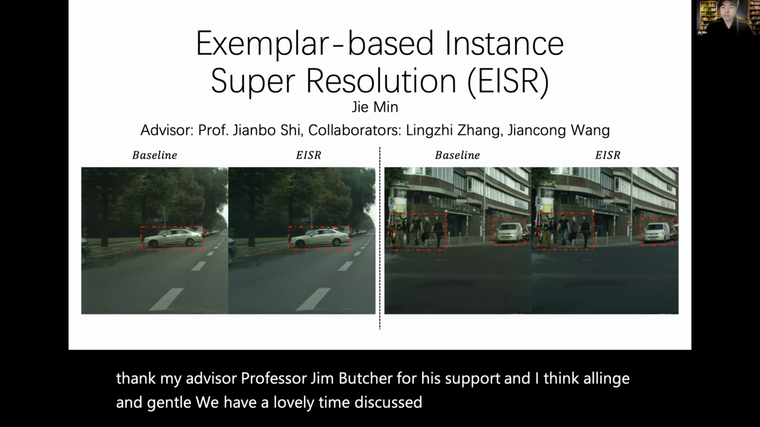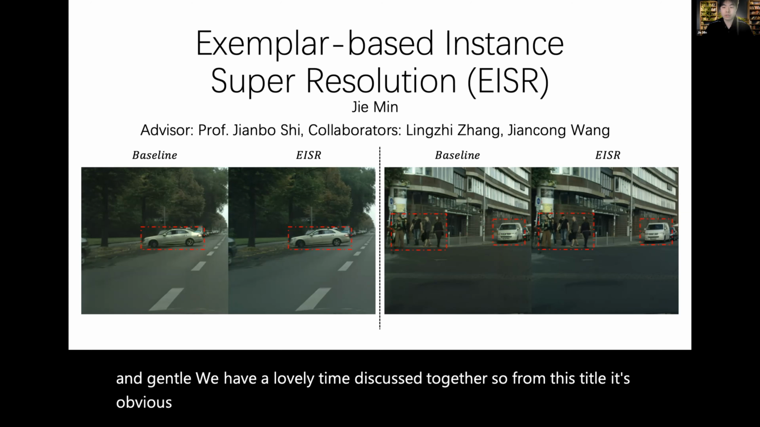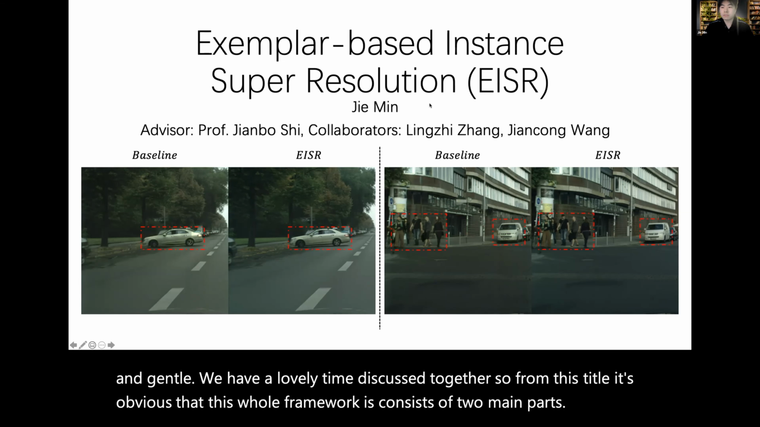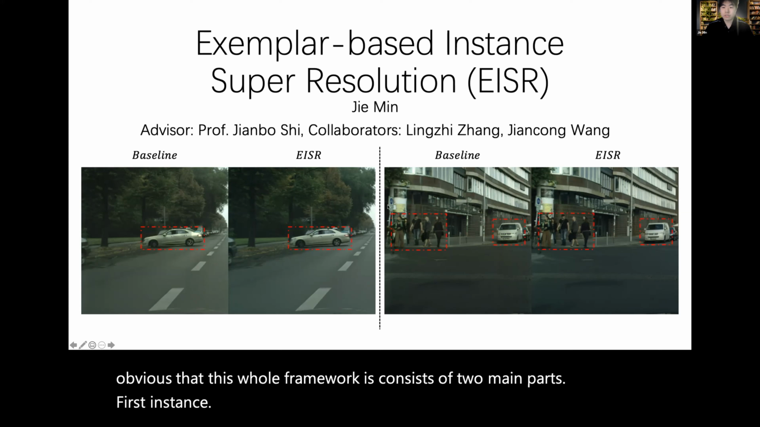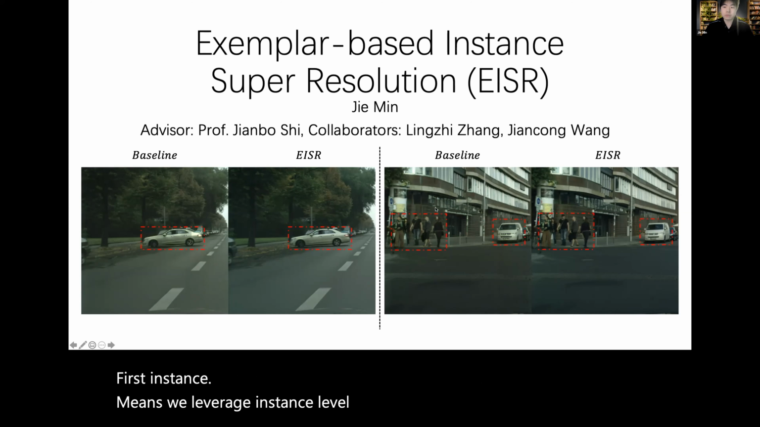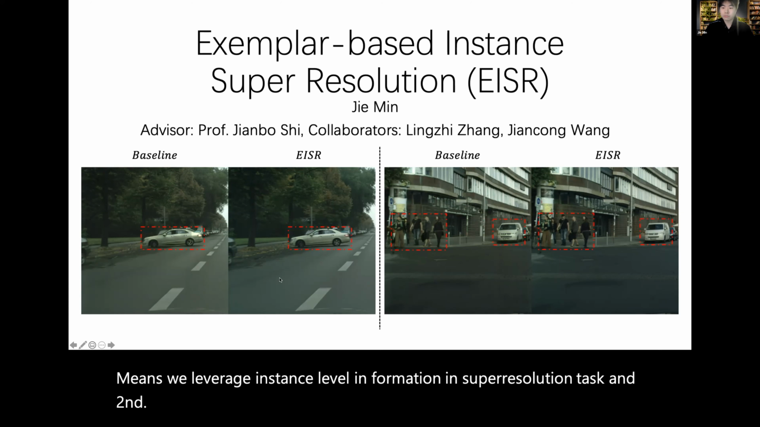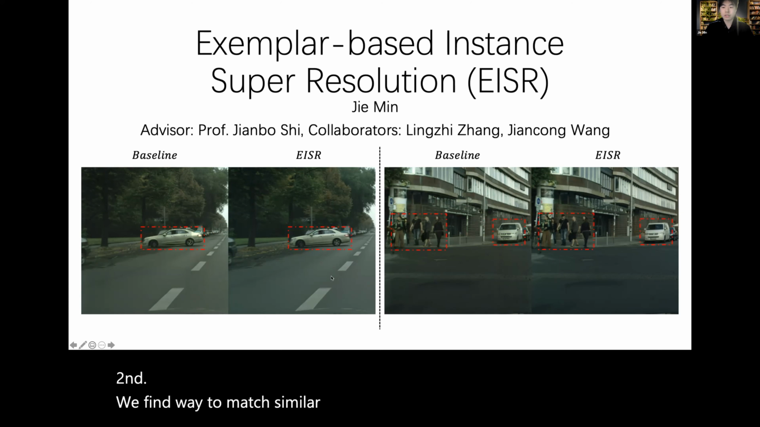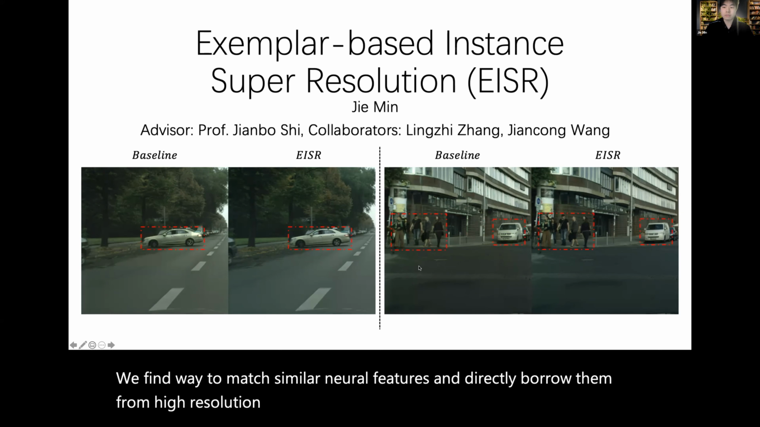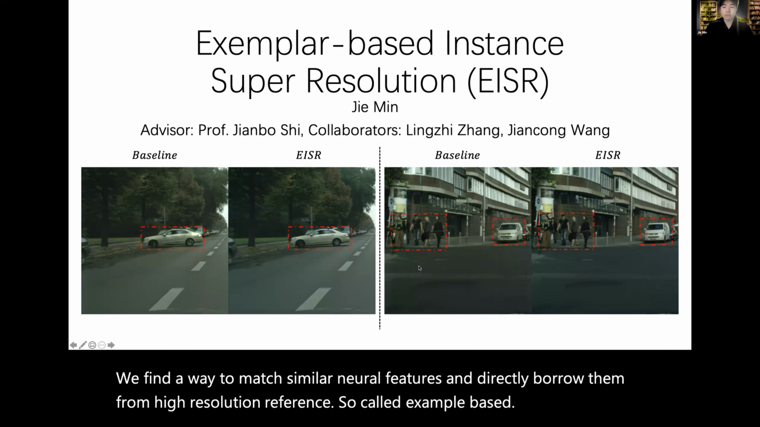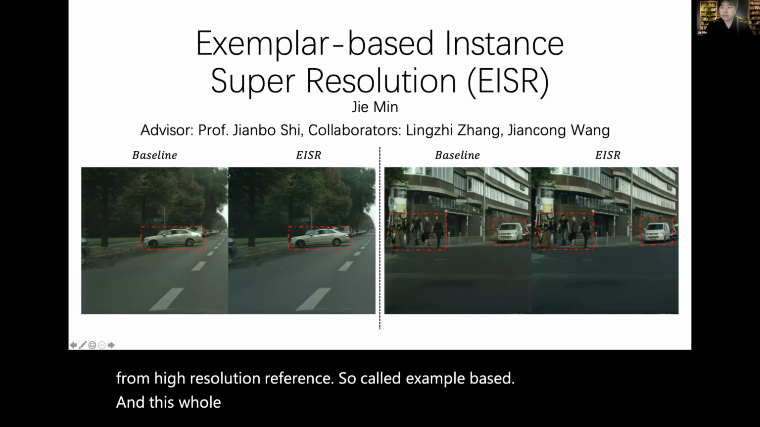From this title, it's obvious that this whole framework consists of two main parts. First, instance: we leverage instance level information in the super resolution task. And second, we find a way to match similar neural features and directly borrow them from a high resolution reference, so-called exemplar based. This whole framework could be applied in most mainstream super resolution architecture designs.